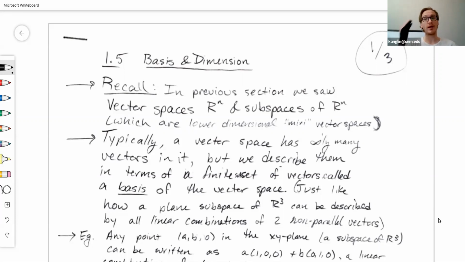And I am saying this about a vector space, but we want to think of the same thing for a subspace as well. We'll see that you can have a basis for a vector space or a subspace, since a subspace is just another type of vector space.